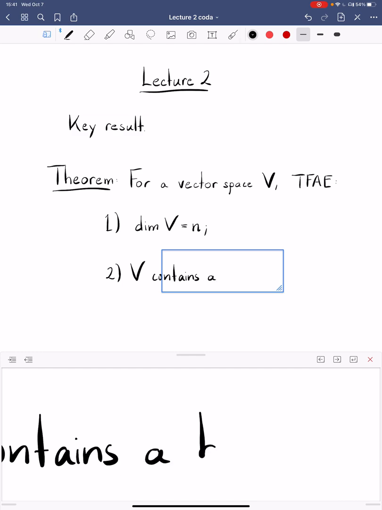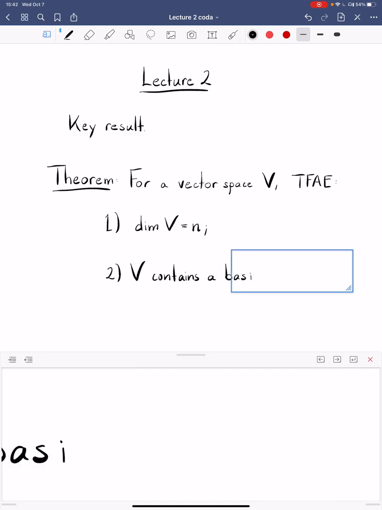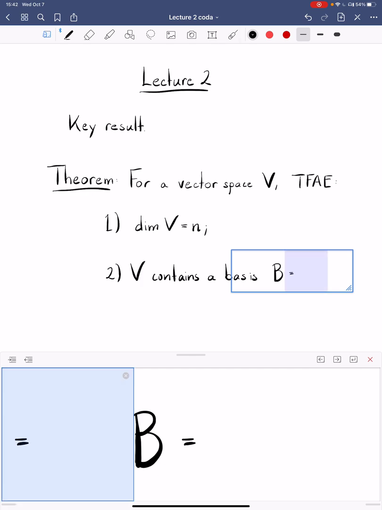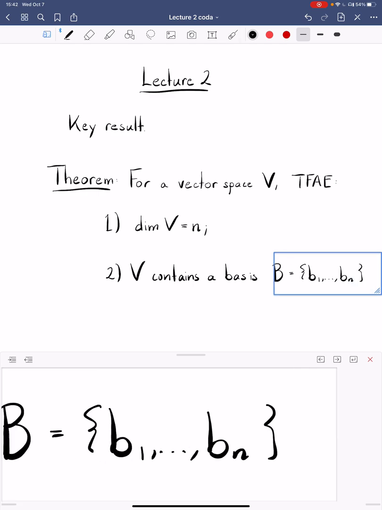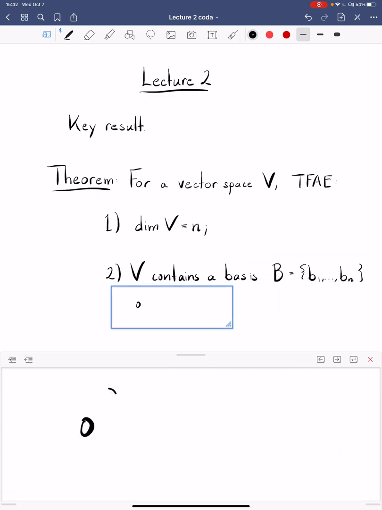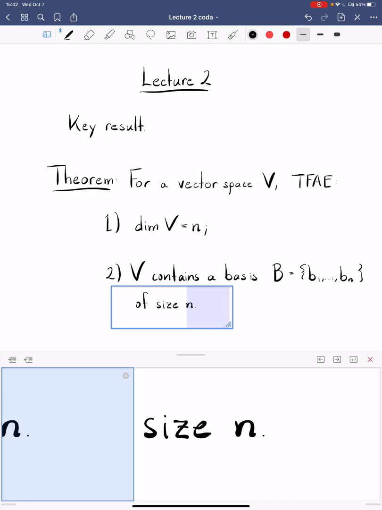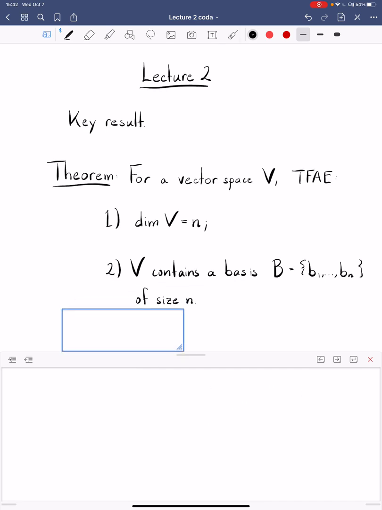And 2, which is equivalent to statement 1, is that V contains a basis B consisting of some vectors, and in fact n of them. So a basis B equals B1 through Bn of size n. And that's a very important result.